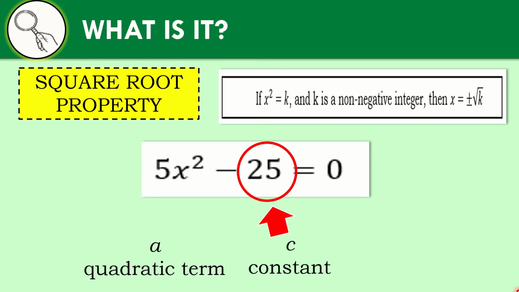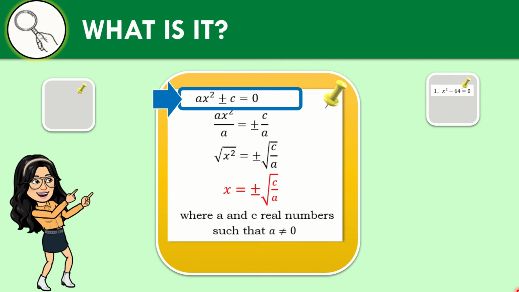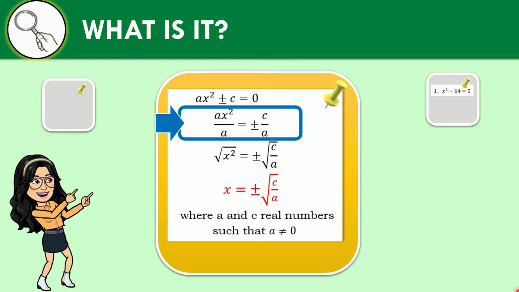Let's try to look at this. For example, ax squared plus or minus c, to represent our values of a and c as real numbers, wherein a is not equal to 0. So let's say that is our quadratic equation. Our next step is using the square root property. To do that, we need to consider that there's still a numerical coefficient beside your x squared. So we need to eliminate that by using the multiplication property of equality. So we will multiply both sides, the left and the right side, by 1 over a.